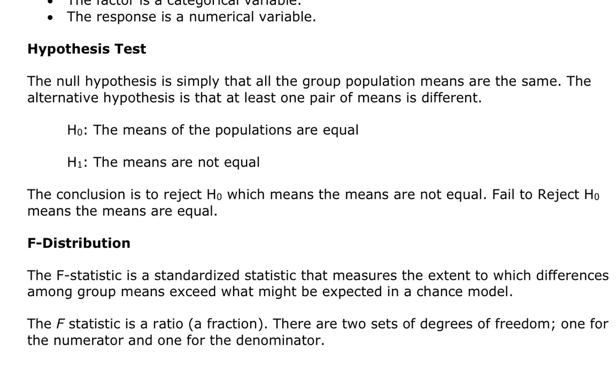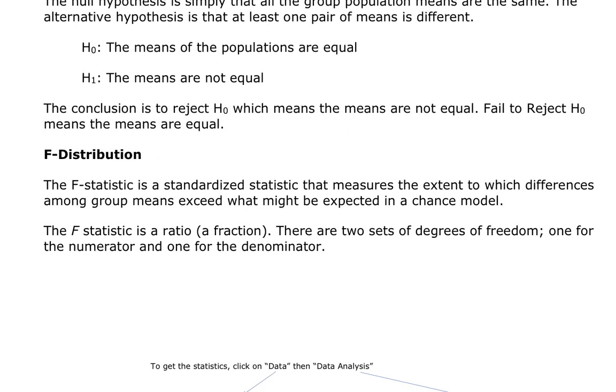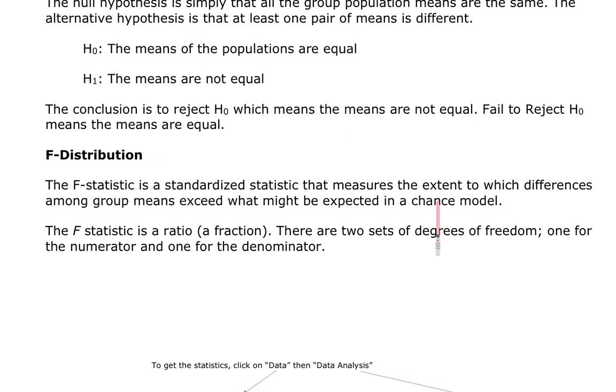We're going to be doing something called an F distribution. An F statistic is a standardized statistic that measures the extent to which differences among means exceed that which might be expected in a chance model. The F statistic is a ratio or a fraction, and there are 2 sets of degrees of freedom, one for the numerator and one for the denominator.